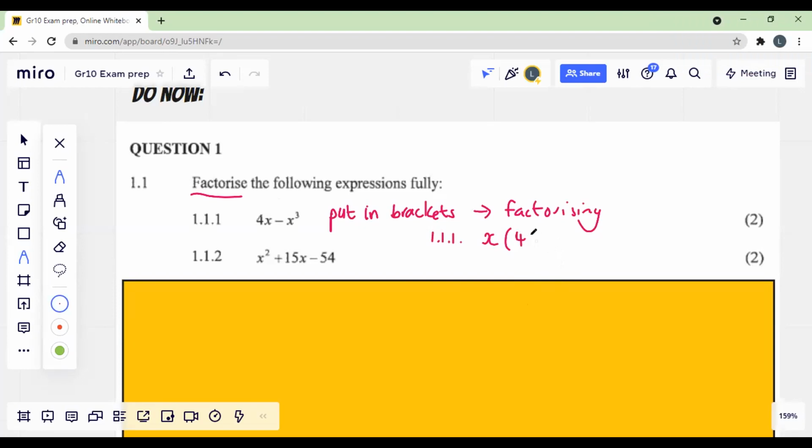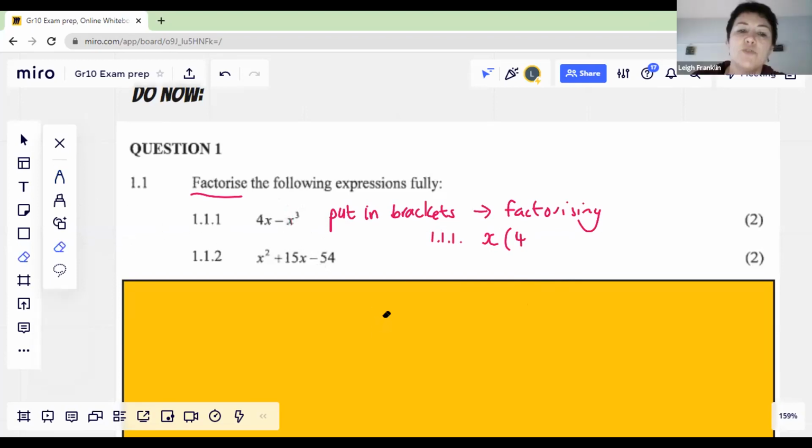Ma'am, I took out an X and a 2. You can't take out 2 because there's no factor of 2 here. That's a 1. So unfortunately you can't take out a 2. The only thing you can do is take out an X to start off with. But then things get interesting because now you've got 4 minus X squared. So that's not the end of the story.